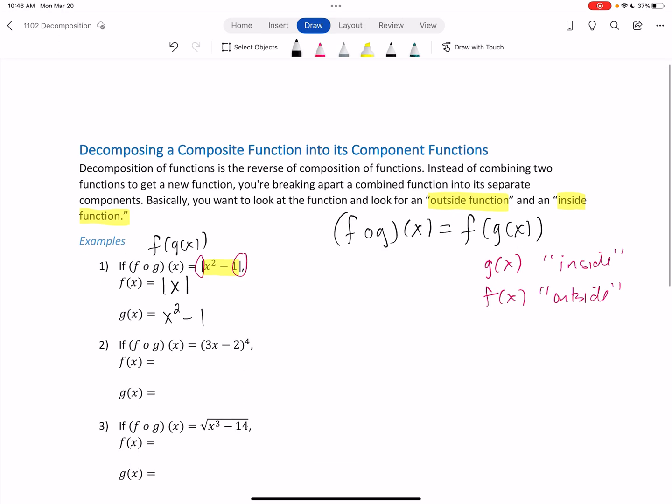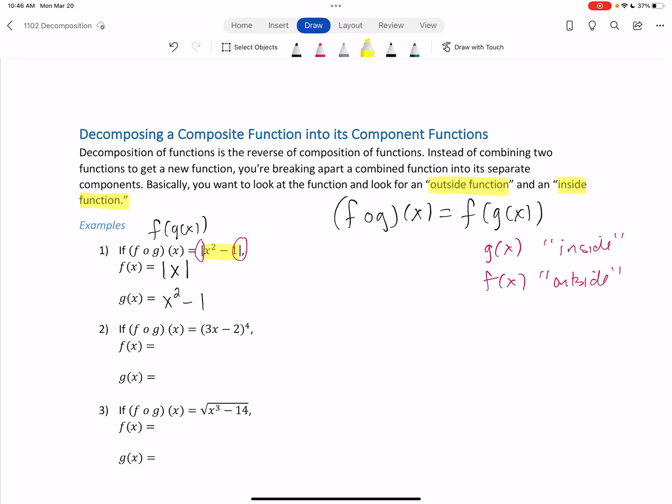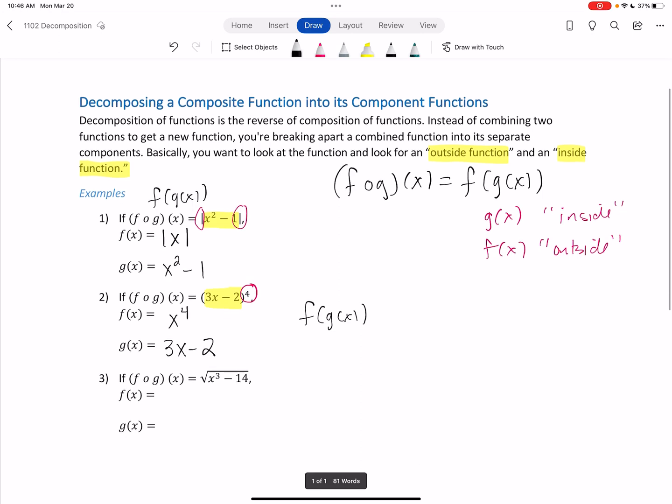We're just going to play that same game over and over again. So again, the order is still the same, f of g of x. I have an inside function of 3x minus 2, and I have an outside function of raising to the fourth. So again, f of g of x, the inside is going to be g of x, 3x minus 2, and the outside is going to be raising to the fourth.